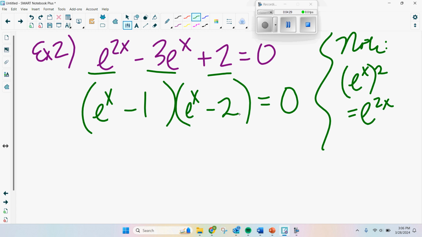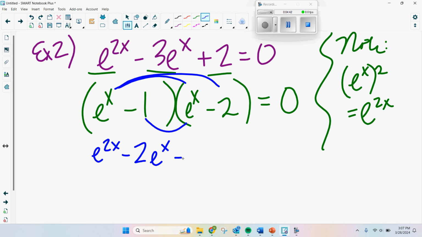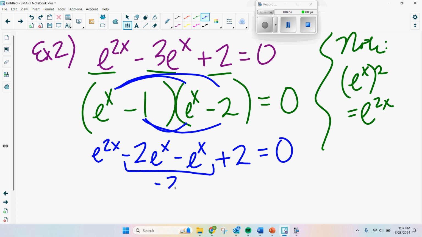Before I actually solve this out, I just want to show how these are the same thing. So e to the x times e to the x is e to the 2x. e to the x times negative 2 is negative 2 e to the x. Negative 1 times e to the x is negative e to the x. And then negative 1 times negative 2 is plus 2. Notice that if I add these two together, that gives me negative 3 e to the x. And so that is why this in green is the factored form of what is in purple up there. Okay, so you can always double check yourself like that.